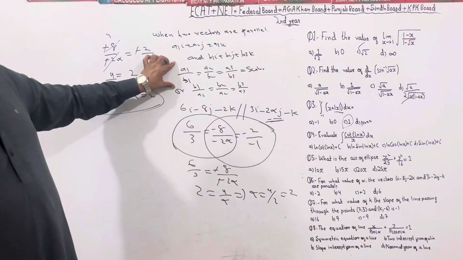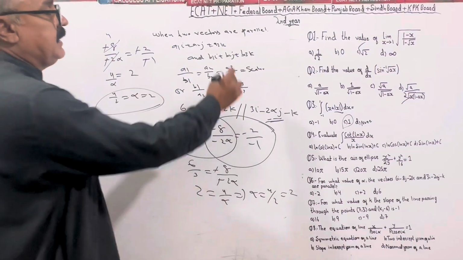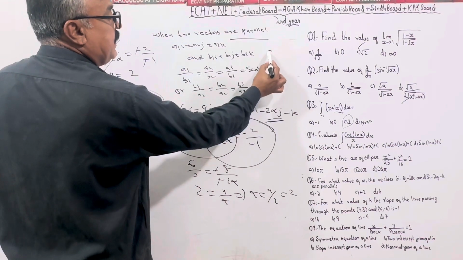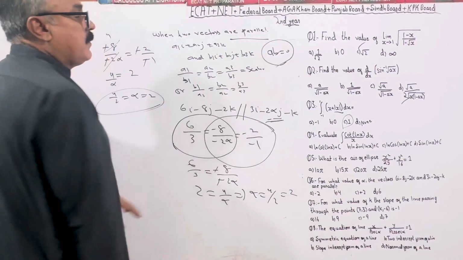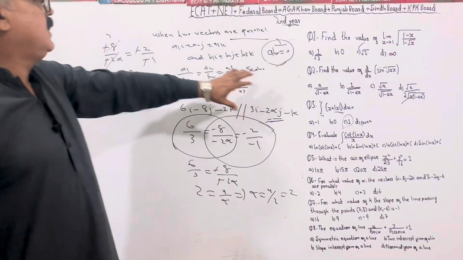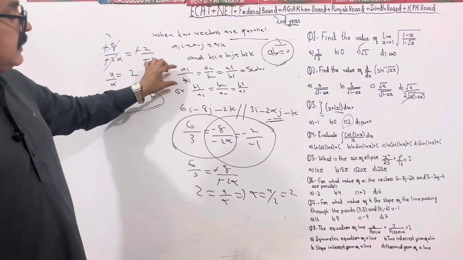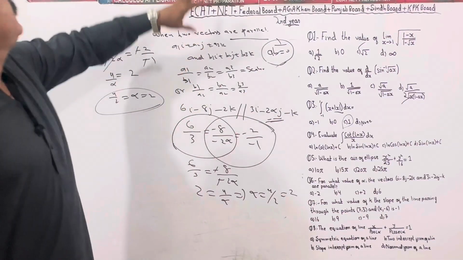Their ratios, A1 over B1, A2 over B2, are the same in the case of parallel vectors. In the case of perpendicular vectors, we are familiar that their dot product is equal to 0. When vectors are perpendicular, their dot product is equal to 0. If vectors are parallel, then their corresponding ratios, i with i, j with j, k with k, are the same.